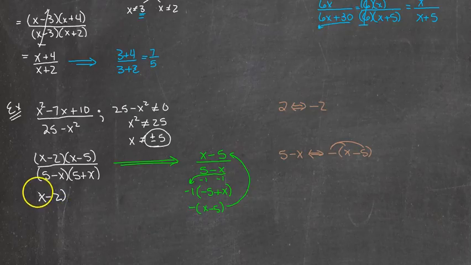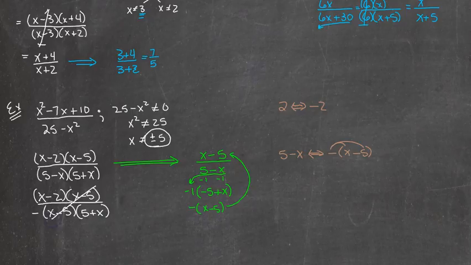(x minus 2)(x minus 5) over negative (x minus 5) times (5 plus x). These can now cancel, and my final answer is x minus 2 over x plus 5, with the whole fraction negative. I'm going to rearrange these. I can switch 5 plus x because that is commutative. So x plus 5. And I don't really need those parentheses. So that's it. That's dealing with rational expressions. You're dealing with fractions, only they're bigger, uglier fractions.